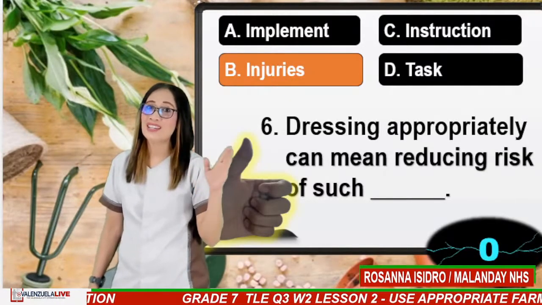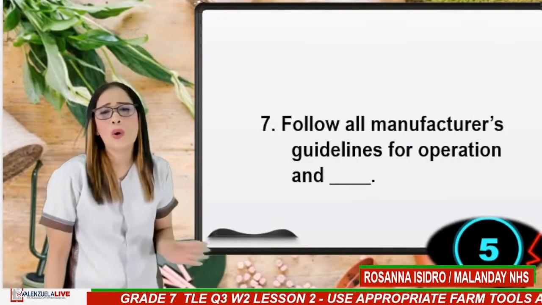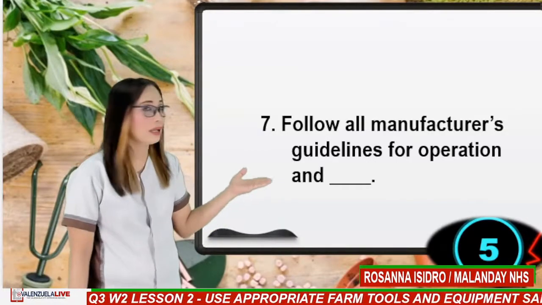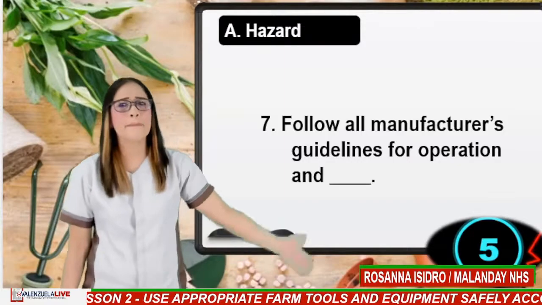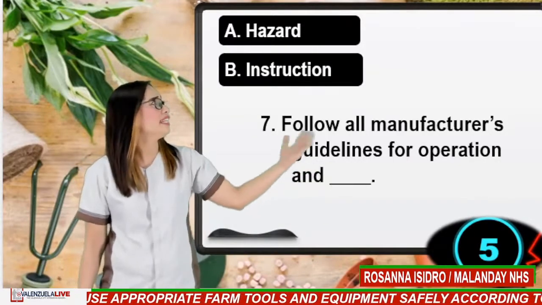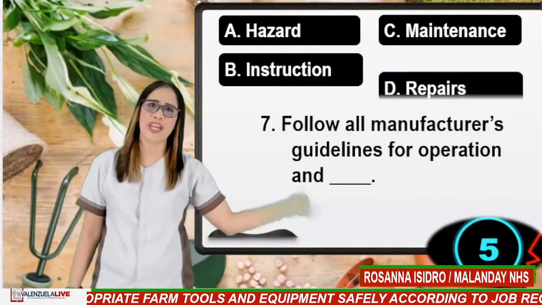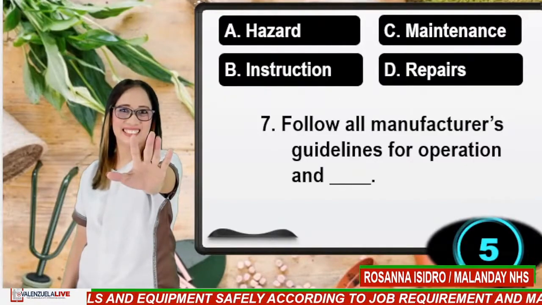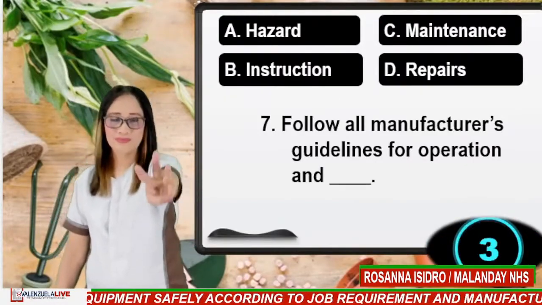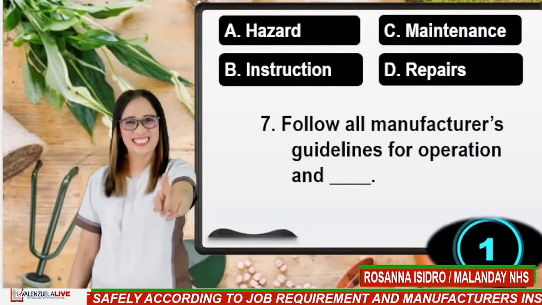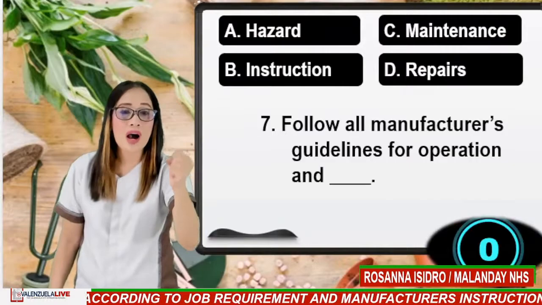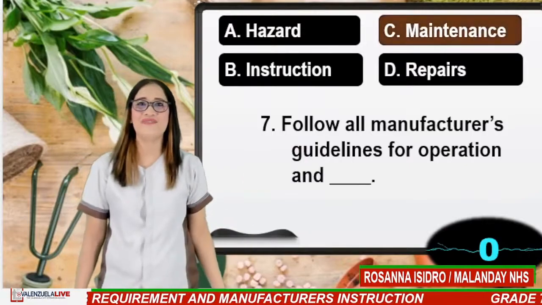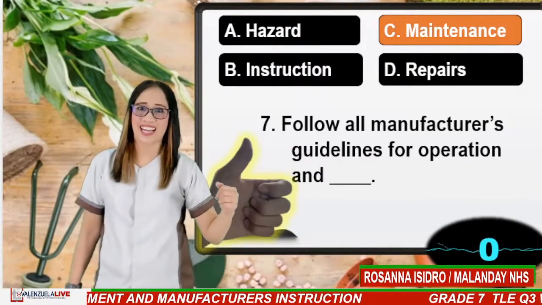Answer number 7. Follow all manufacturers' guidelines for operation and blank. It is letter A, hazard. B, instruction. Letter C, maintenance. Letter D, repairs. Your time starts now. Oh, time is up. If your answer for number 7 is letter C, maintenance, perfect.